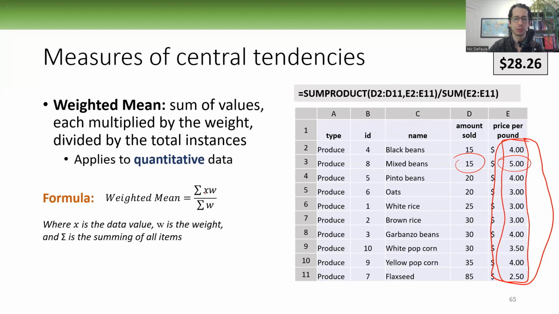The weighted mean is calculated where x is the data value and w is the weight. You multiply each value by its weight and then sum them, and then you divide by the sum of all the weights. So think about this formula for weighted means.